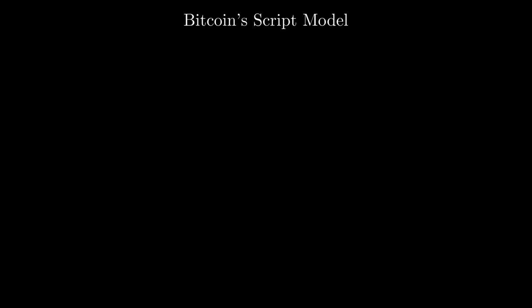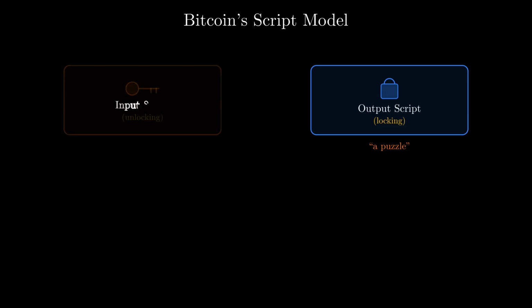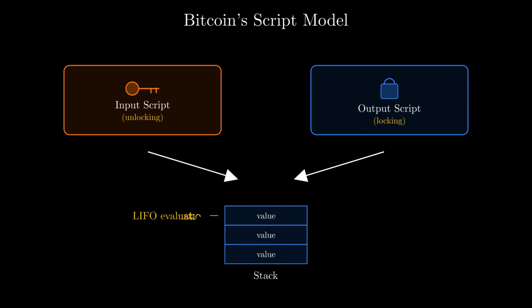To understand why, we need Bitcoin's script model. Every coin is locked by an output script. Think of it as a puzzle. To spend the coin, you provide an input script, the solution. The two scripts run together on a stack, a last in first out list of values. If the final stack top is 1, the spend succeeds.